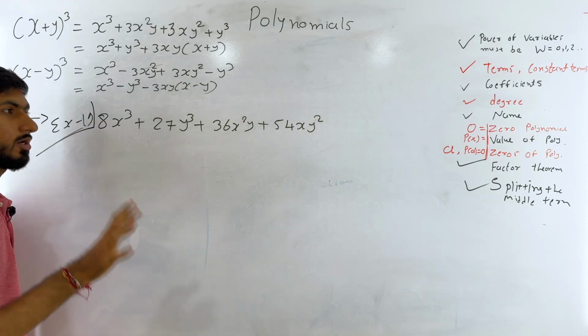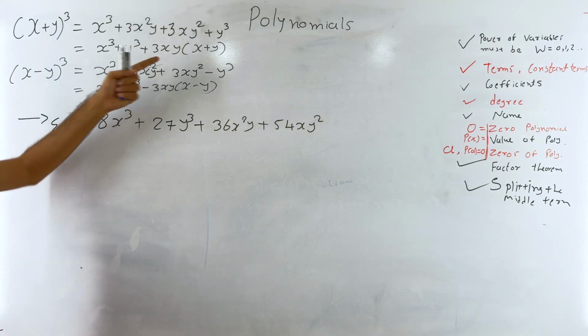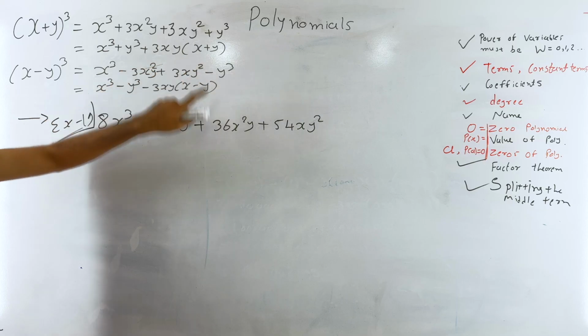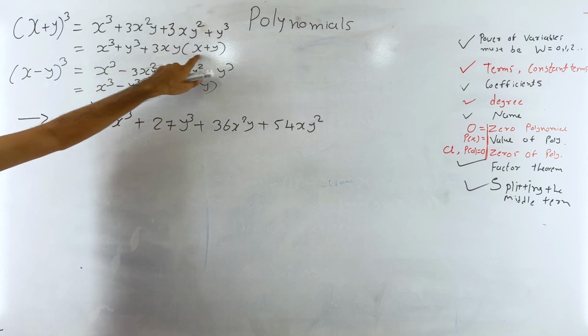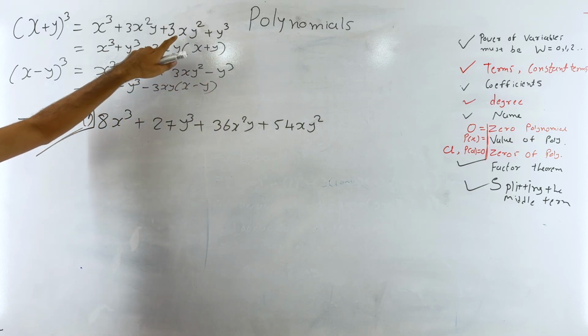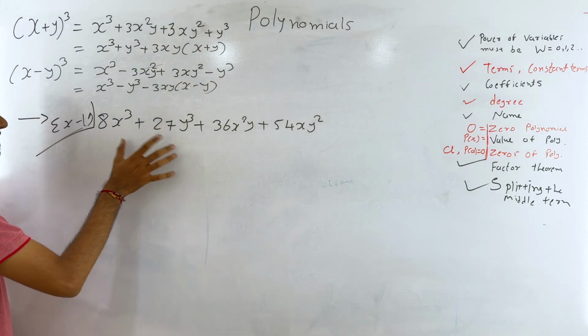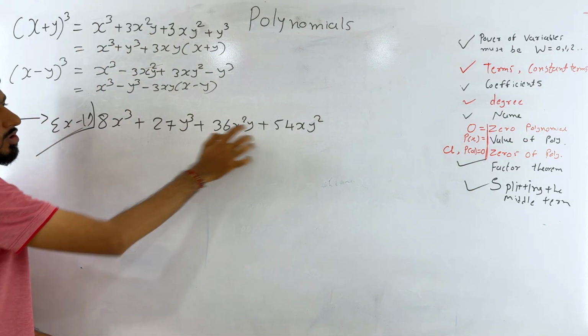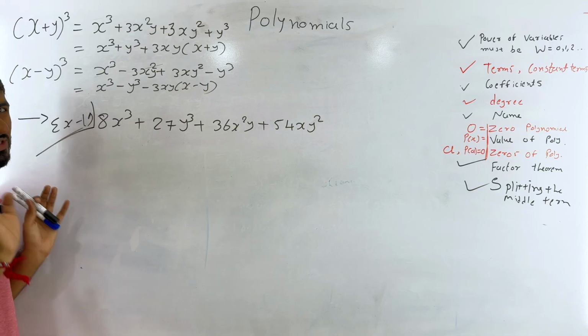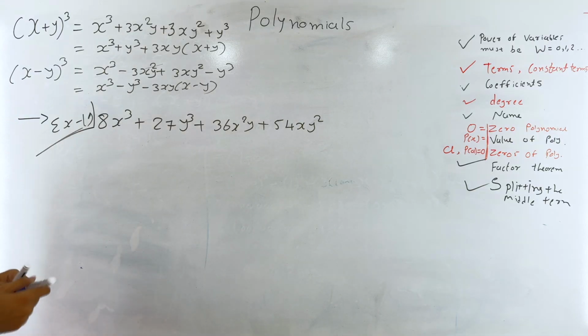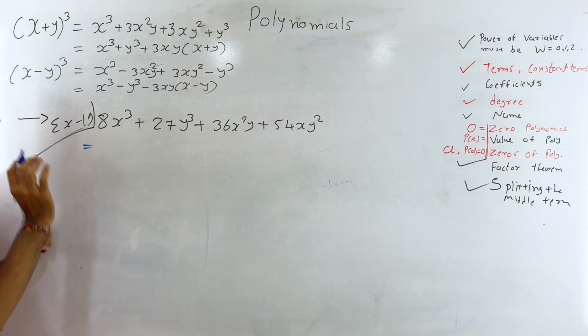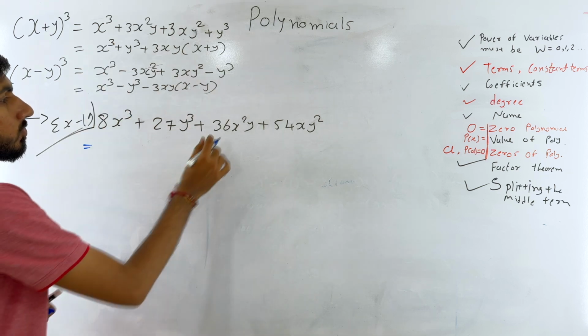You don't have to be confused. It is the same identity, but just in this question they simplified this last term. So you get 3x square y and 3xy square, right? Now if I want to use the identity, I have all positive signs, so my answer will come as x plus y whole cube only, right? But before that I have to convert it in the format of your identity, right?